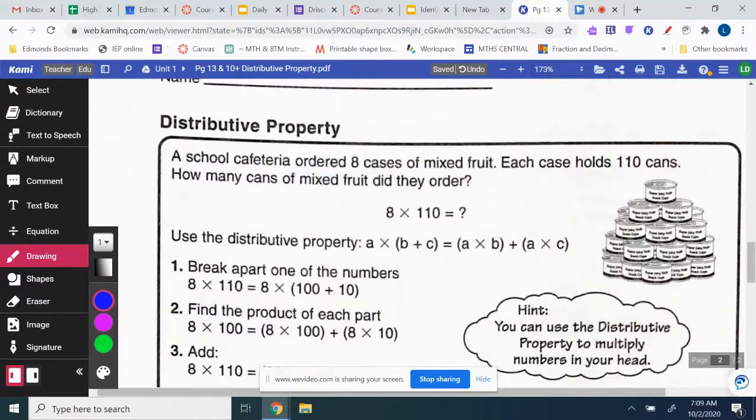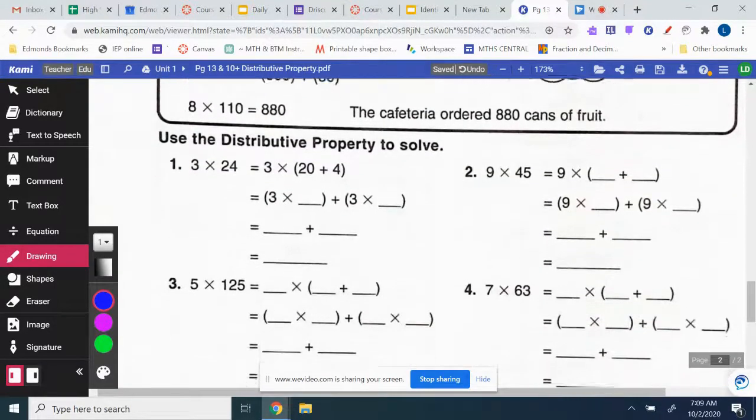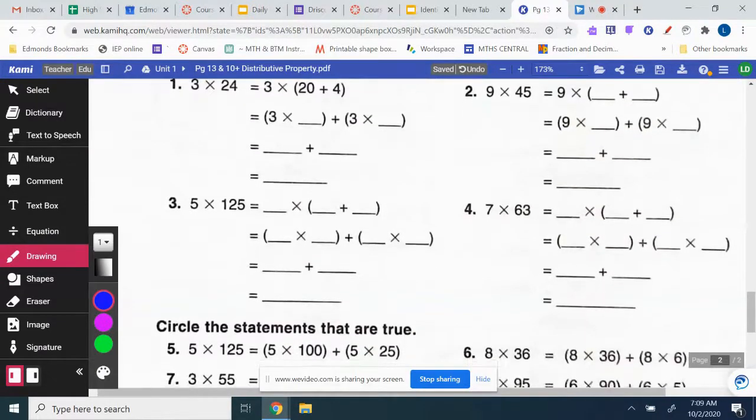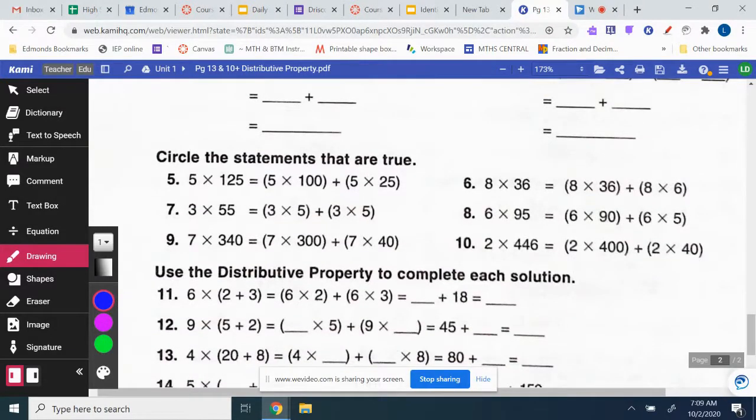Ten plus is just an extra worksheet that goes into how to do this again. So we already did examples like 1 and 2 above. Now they want you for number 5 through 10 to circle the statements that are true. And so I know that 125 breaks up into 100 and 25. So this one is true. But 55 doesn't break up to 5 and 5, so that one's not true. 340 breaks up into 300 and 40. True.